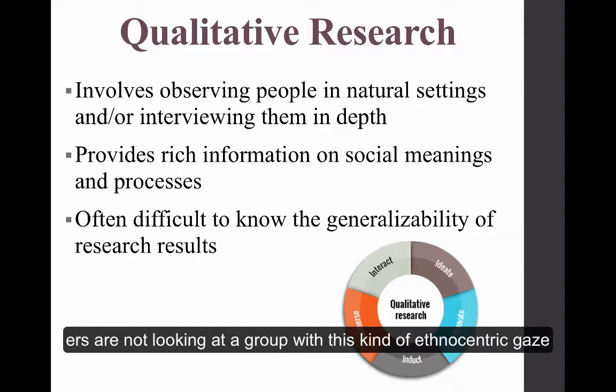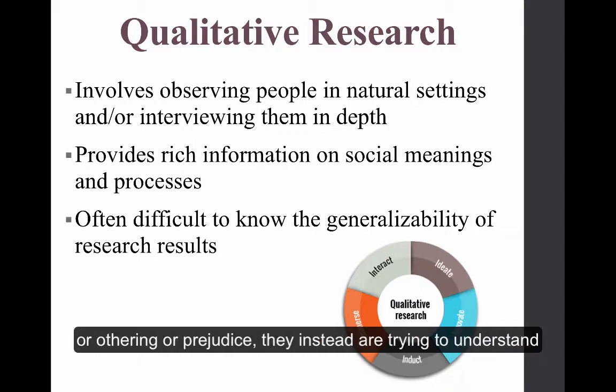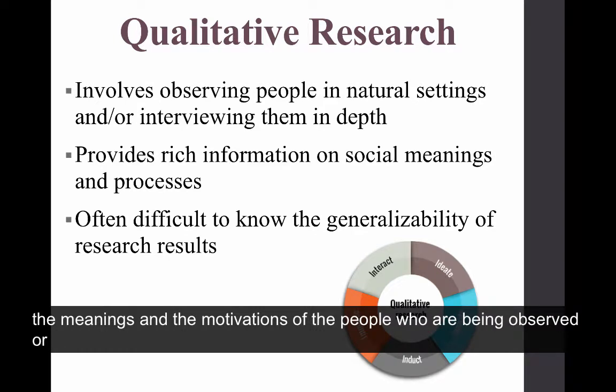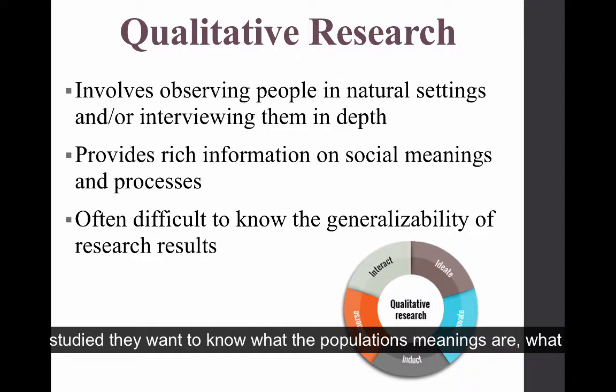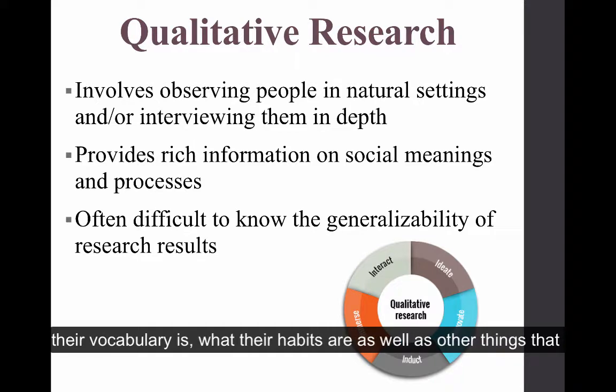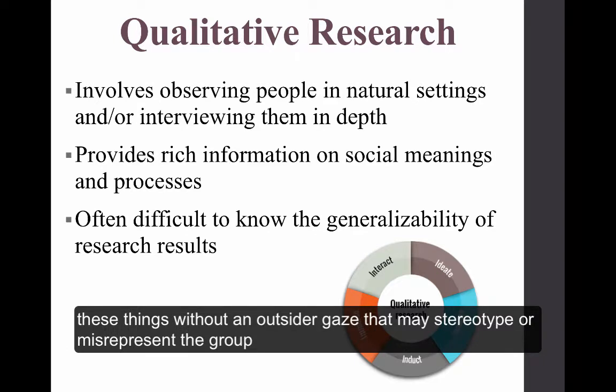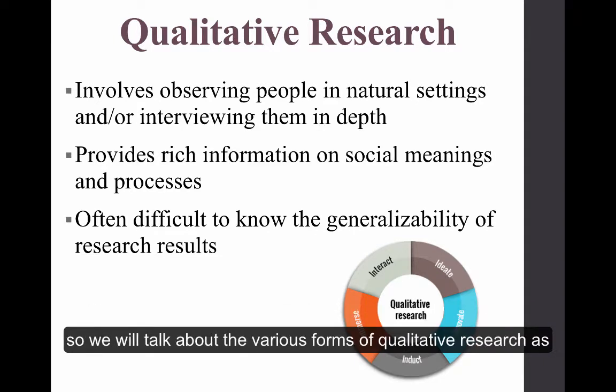So qualitative researchers are not looking at a group with this kind of ethnocentric gaze or othering or prejudice. They instead are trying to understand the meanings and the motivations of the people who are being observed or studied. They want to know what the population's meanings are, what their vocabulary is, right? What their habits are, as well as other things that structure their world and perspective so that the researchers can analyze these things without an outsider gaze that may stereotype or misrepresent the group. So we'll talk about the various forms of qualitative research as we go on through the course.